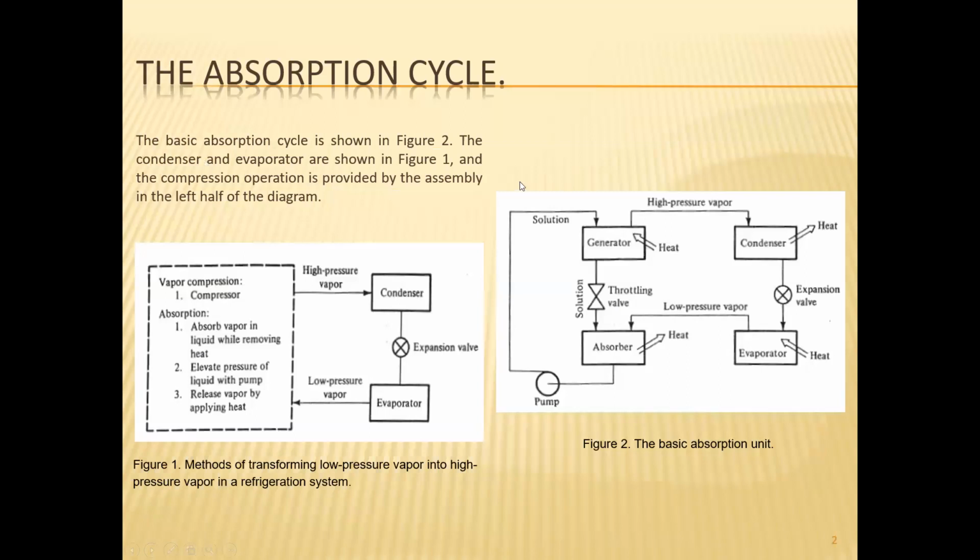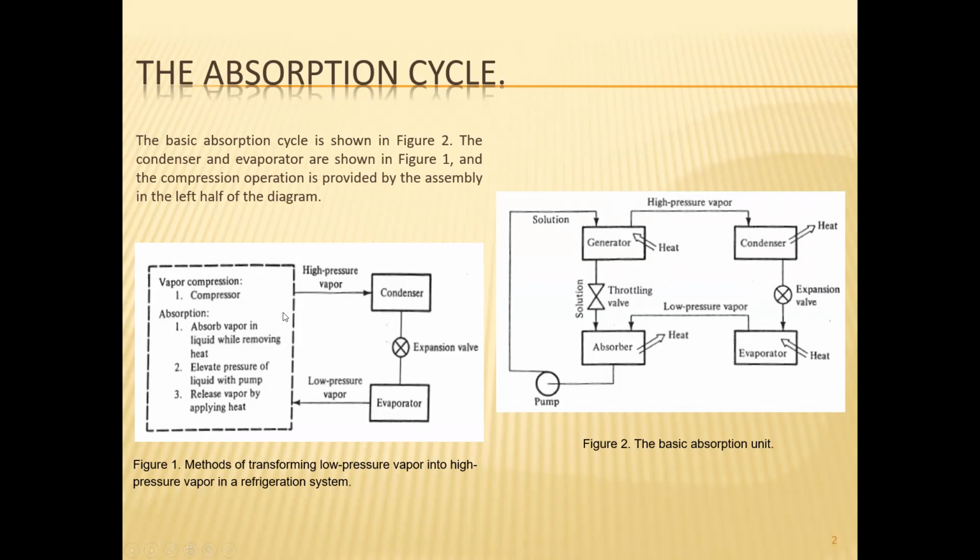So the condenser and evaporator are shown in figure 1. And the compression operation is provided by the assembly in the left half of the diagram. Andito yung vapor compression, compressor. Sa absorption, andito yung absorb vapor and liquid while removing heat. 2. Elevate pressure of liquid with pump. 3. Release vapor by applying heat. Ito yung absorption.